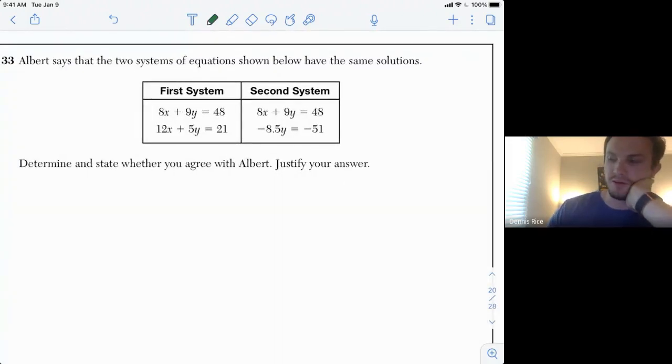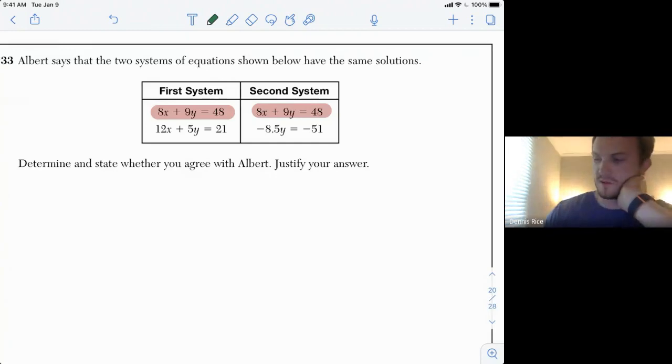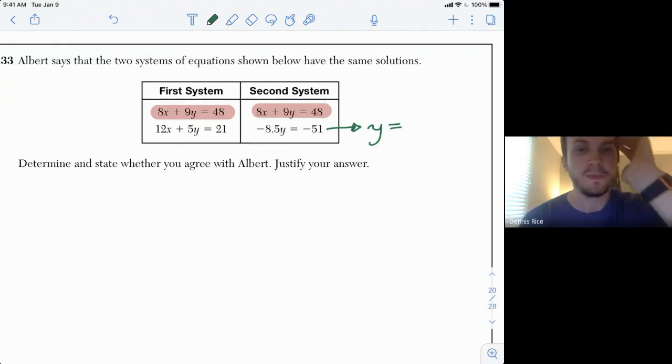Do we all notice that the first equation is the same, right? However, that's not enough info. I can't say they have the same answer because half of it's the same. That doesn't tell us much. What I do notice is that the bottom equation is basically one move away. So we might as well finish this. Can anyone tell me what y equals in the second system? If you divide -51 by 8.5, can anyone tell me what y equals? You get 6.